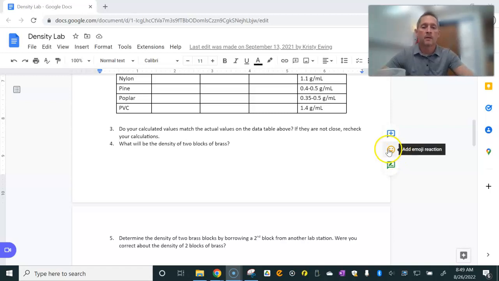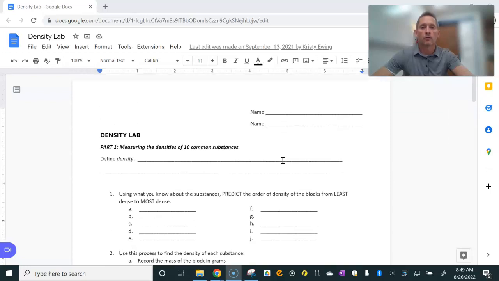Good morning, ICP. Today you are on the final lesson for Chapter 2, and what we're looking at here is our density lab. For the density lab, there are 3 parts.